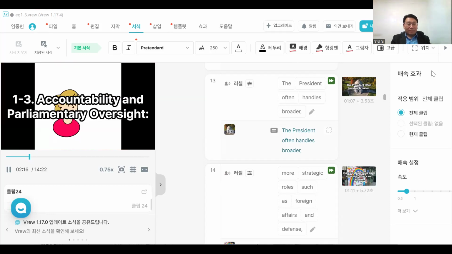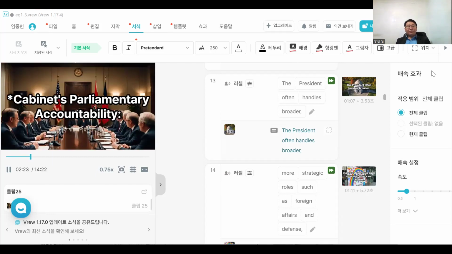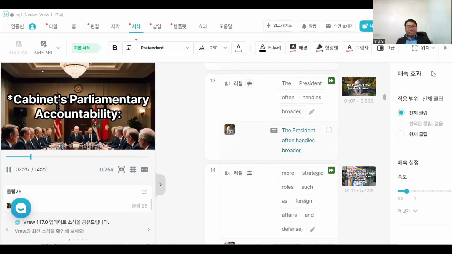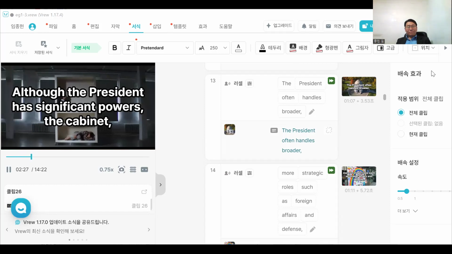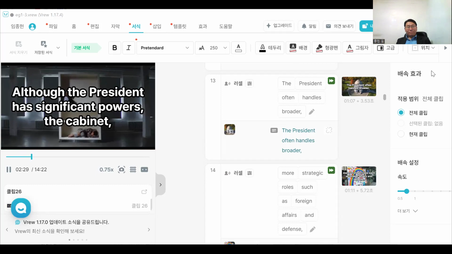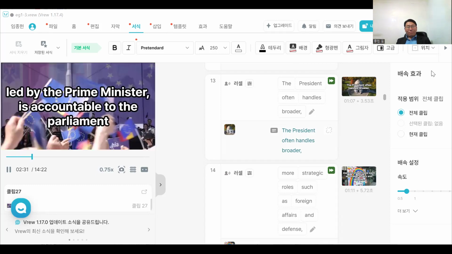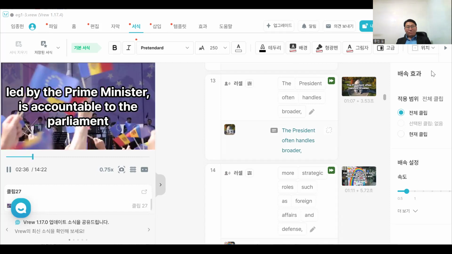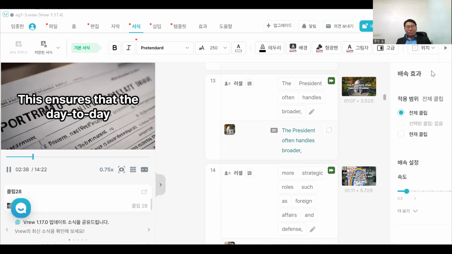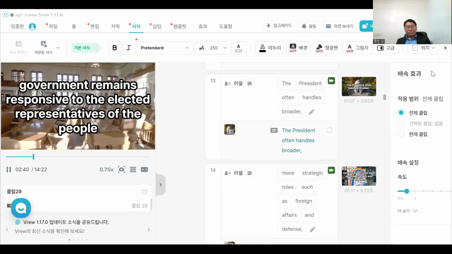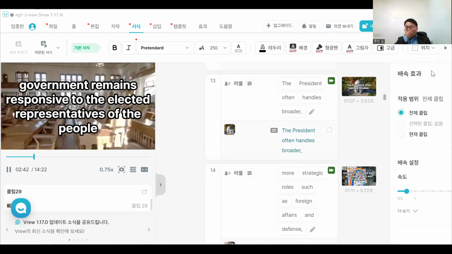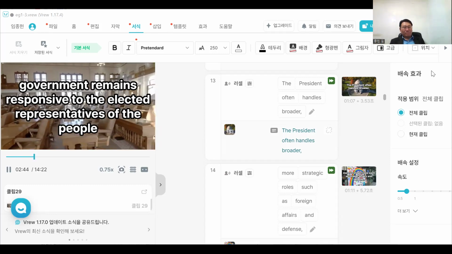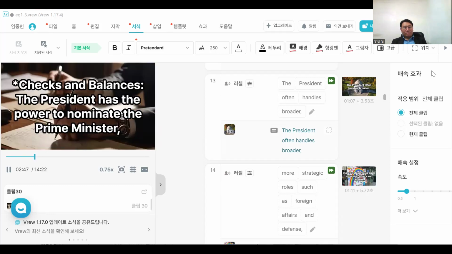Three: Accountability and parliamentary oversight. Cabinet's parliamentary accountability. Although the president has significant powers, the cabinet, led by the prime minister, is accountable to the parliament. This ensures that the day-to-day government remains responsive to the elected representatives of the people.